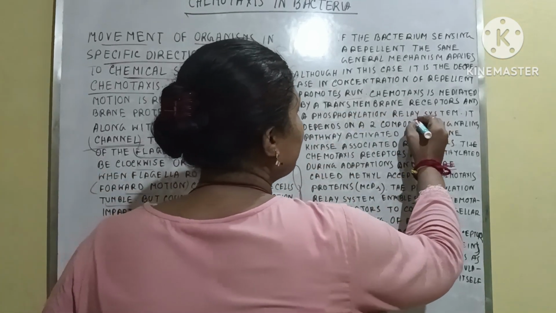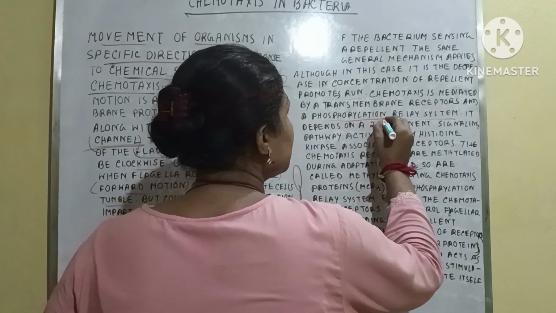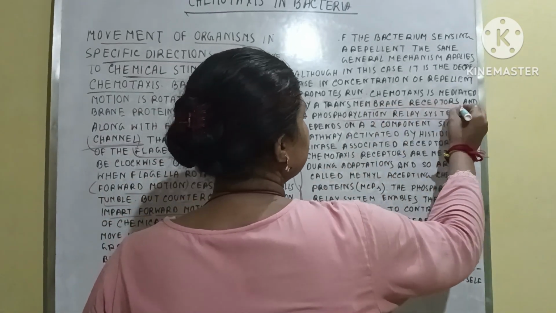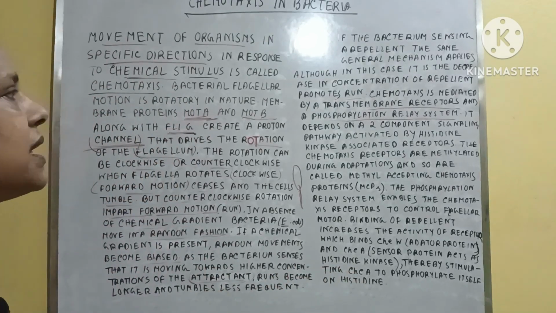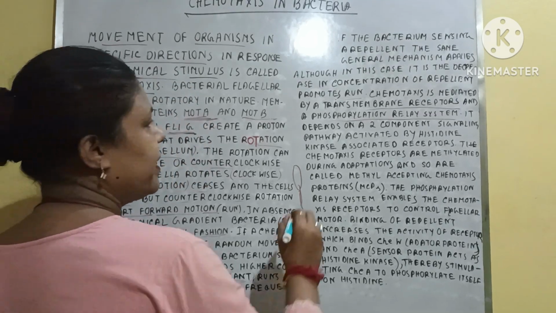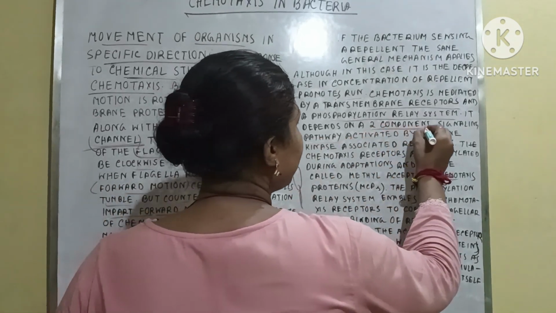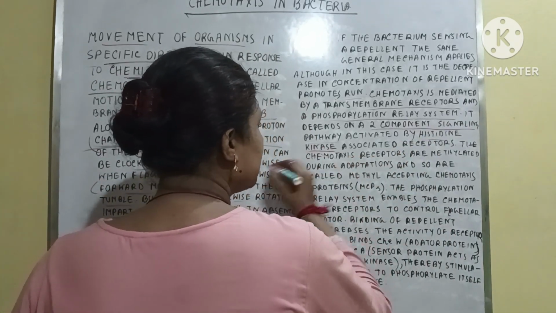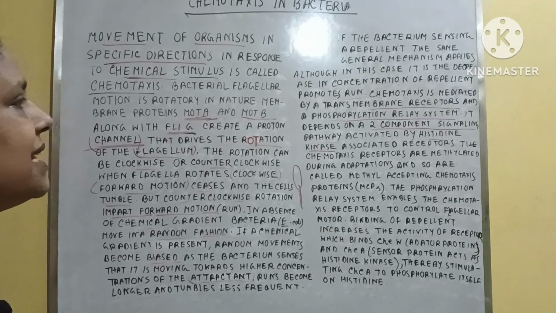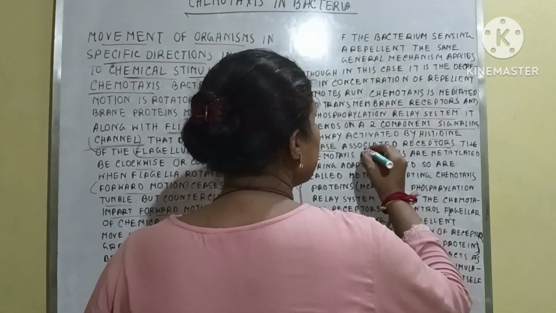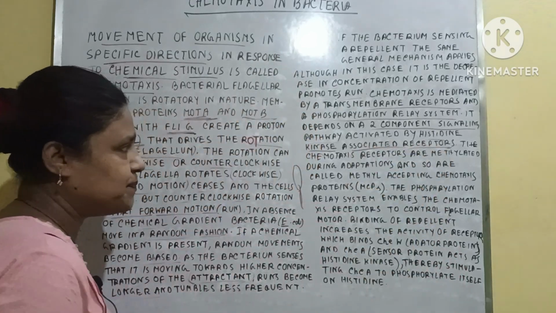Clear? So chemotaxis is mediated by the transmembrane receptors and the phosphorylation relay system. Two processes are very important: one is the phosphorylation relay system, and the other is the presence of the membrane receptors. Both help in the chemotaxis process of bacteria. And here it depends on a two component signaling pathway, very important, that is activated by the histidine kinase associated receptors.